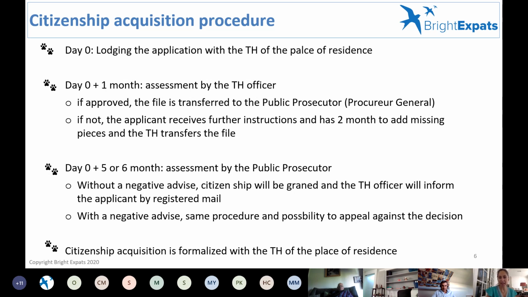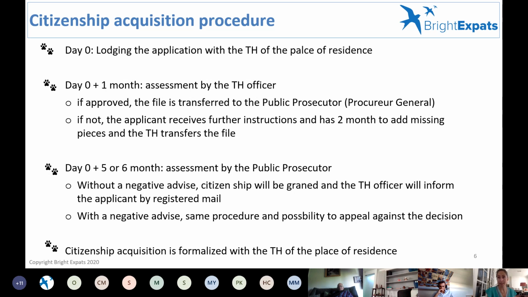The town hall officer then has 1 month to assess it. It's not whichever town hall officer, it's the town hall officer in charge of the civil registry. If the town hall officer thinks it's enough and approves your file, he will send it through to the public prosecutor, called Procureur Général in French. If within that month he found out that there are some incoherences, inconsistencies, or some missing pieces, he will inform you on what you should bring as correction or addition before transferring the file to the public prosecutor. And you will have 2 months' time to gather the correct or missing pieces.